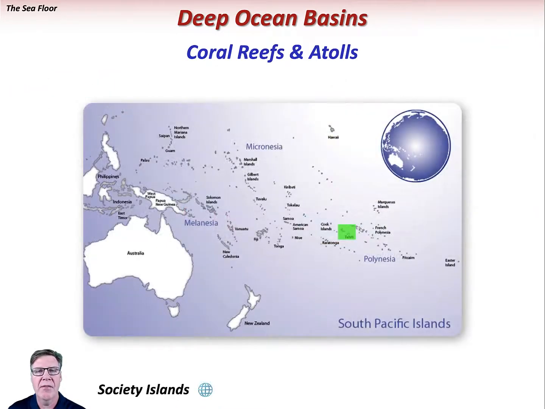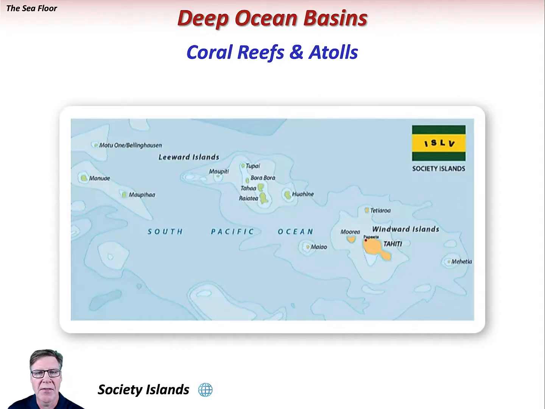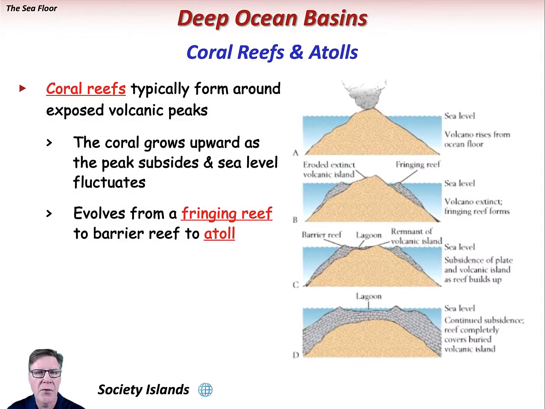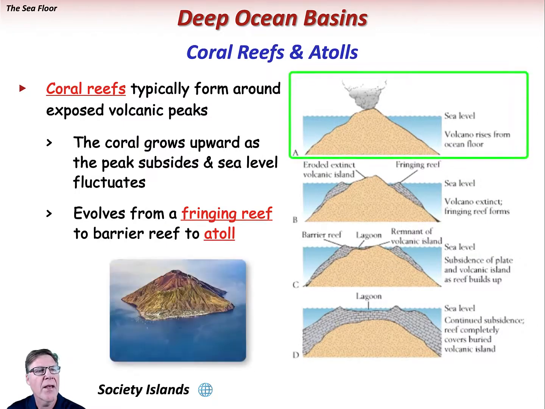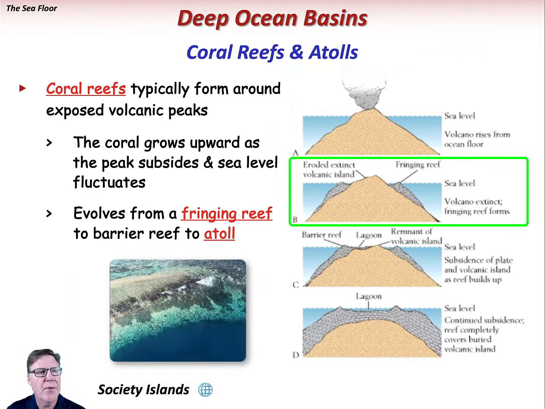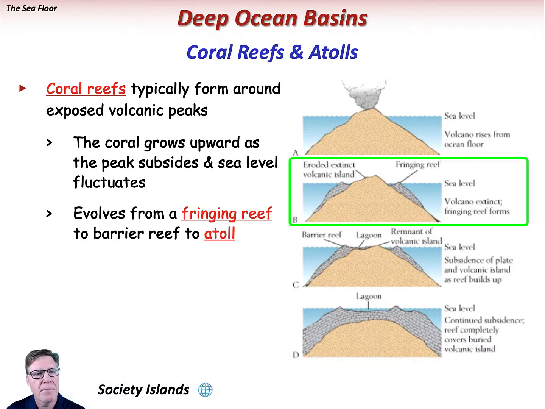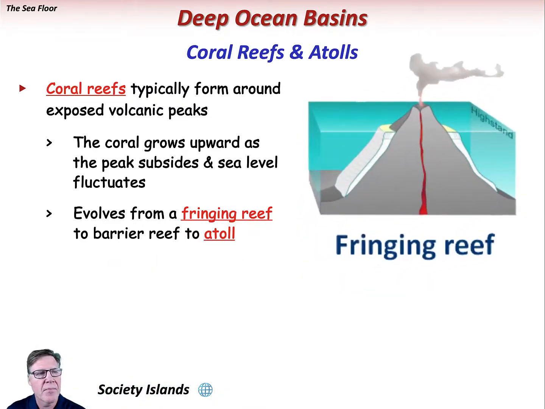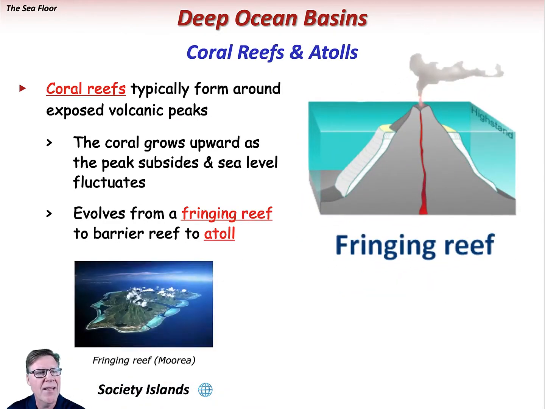The Society Islands of the South Central Pacific display the different stages of this process. To summarize, after a volcano breaches sea level, it is subjected to weathering and wave erosion. Coral reefs begin to build up in the shallow water around the shoreline of the island. This is a fringing reef. The island of Moorea, near Tahiti, represents this phase.